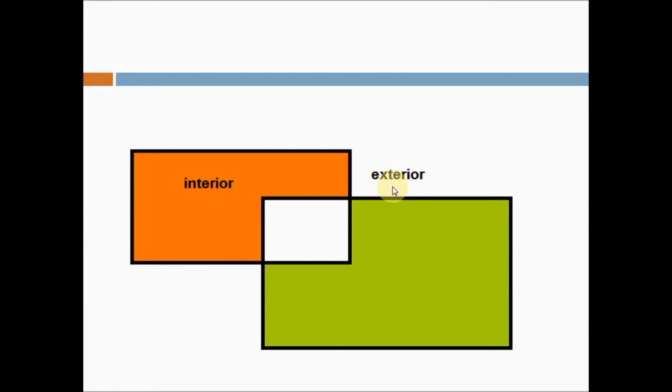A computer needs to identify which is the interior and which is the exterior part of the polygon. To make the computer understand the interior and the exterior part of the polygon, I'm using an algorithm. Getting, guys? I'm using an algorithm to make the computer understand which area of the polygon is interior or which area of the polygon is exterior.